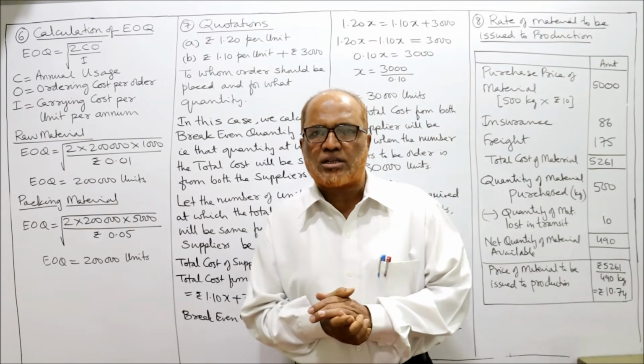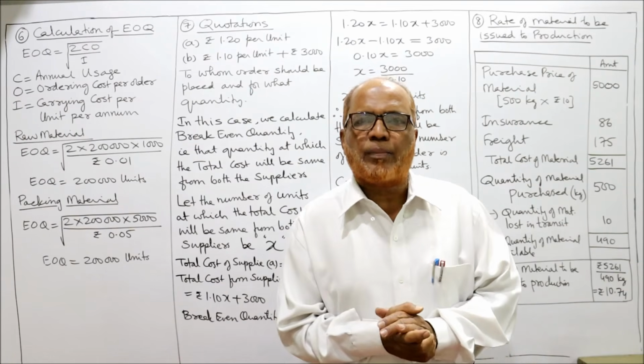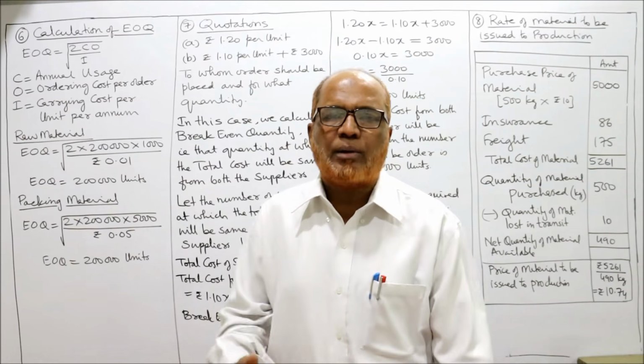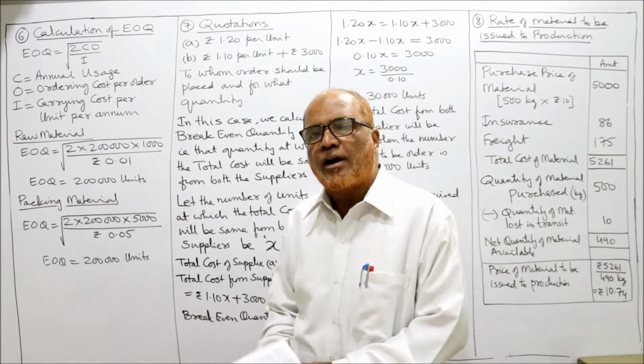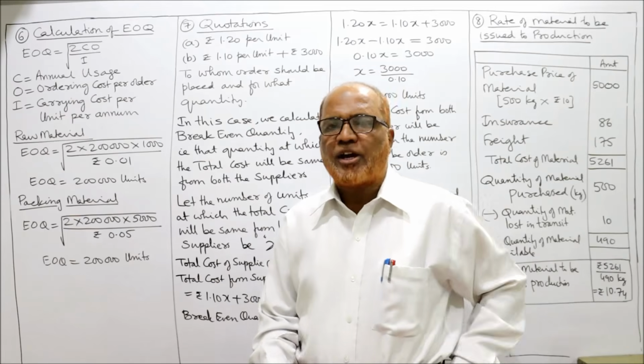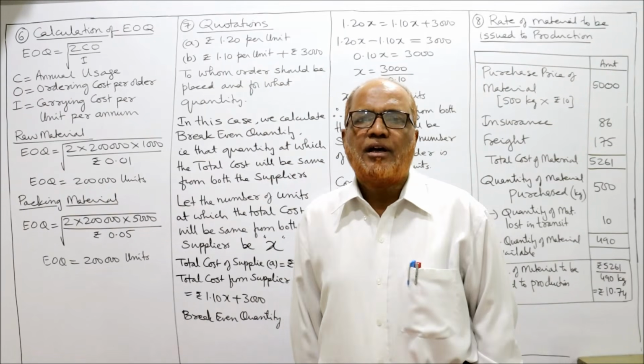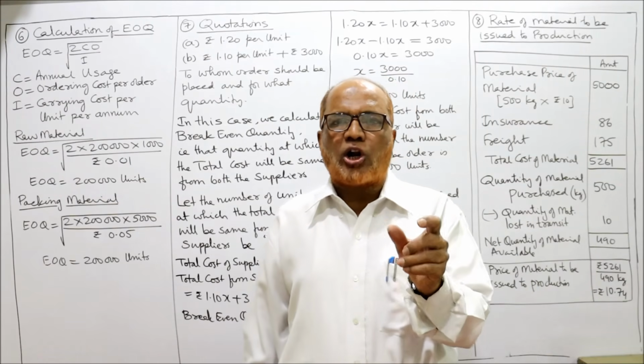Now I am going to start the next problem. In the previous video I completed 5 problems on material. Now I am going to start the 6th problem. See the 6th problem: find out the economic ordering quantity of raw material and packing material with the help of the following data. Here we are required to calculate the economic ordering quantity.